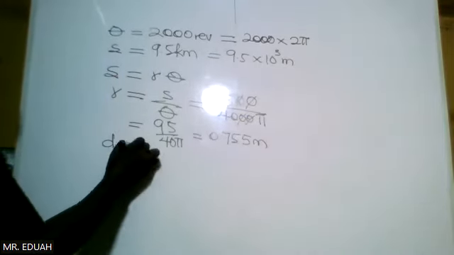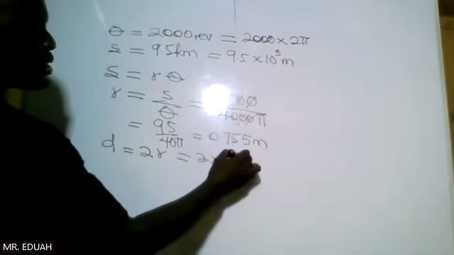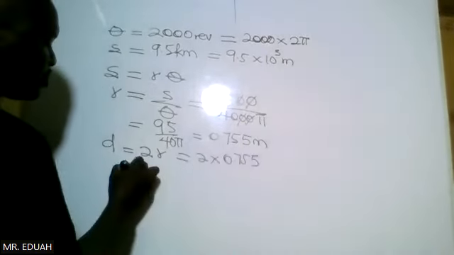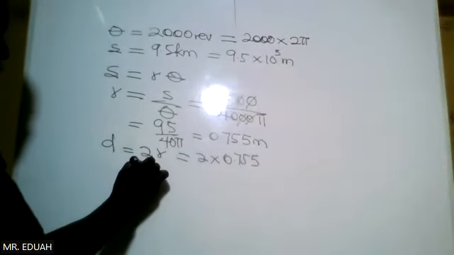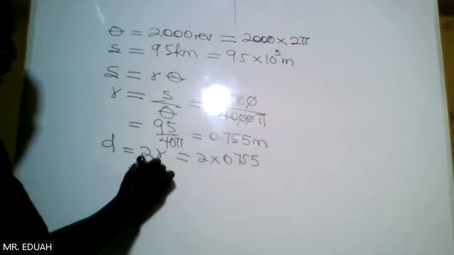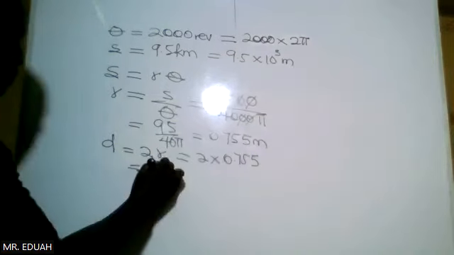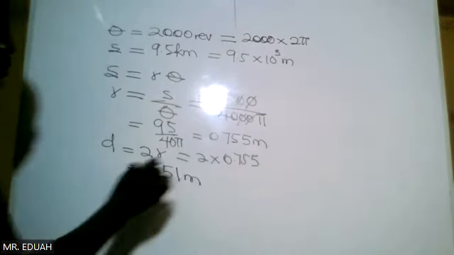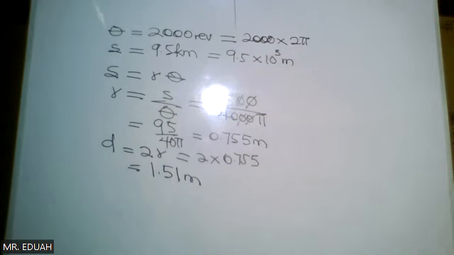Diameter is equal to 2 times R. So we have 2 times 0.755, that will be 1 point what? 1.51. So that's the diameter.